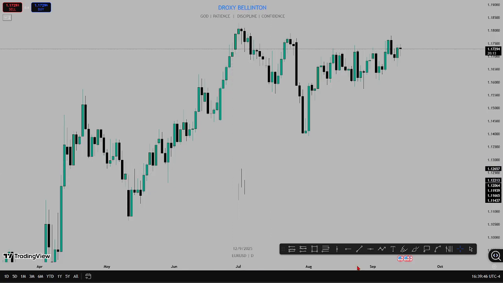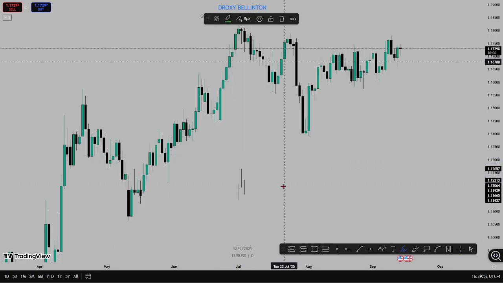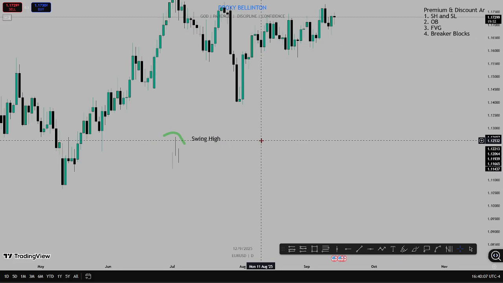Therefore, we call this area here a swing high. Do you understand? A swing high. Swing high. Okay, so swing high.